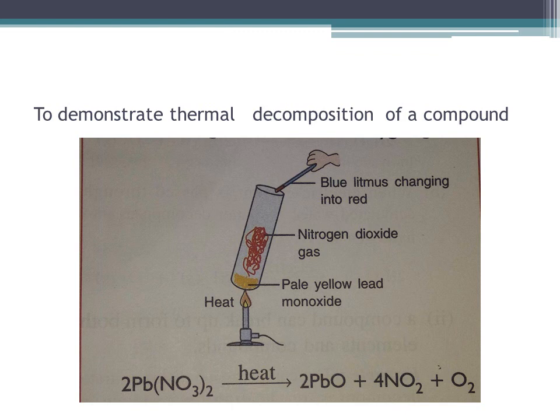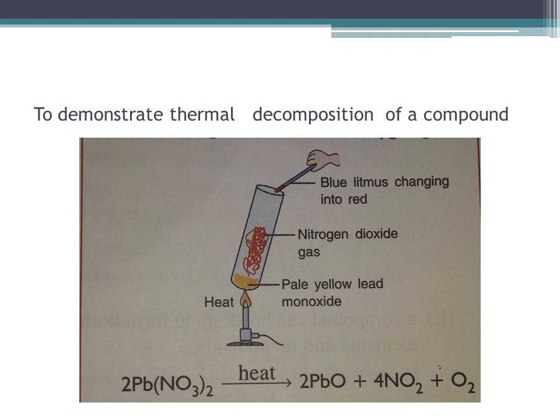Also, a gas is evolved in which a glowing splinter bursts into flame. When heating is stopped, a pale yellow solid is left behind. The pale yellow solid is lead monoxide. The reddish brown gas is nitrogen dioxide, which is produced along with a colorless gas, oxygen.